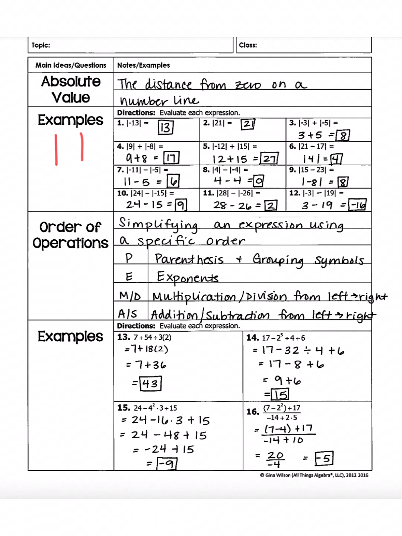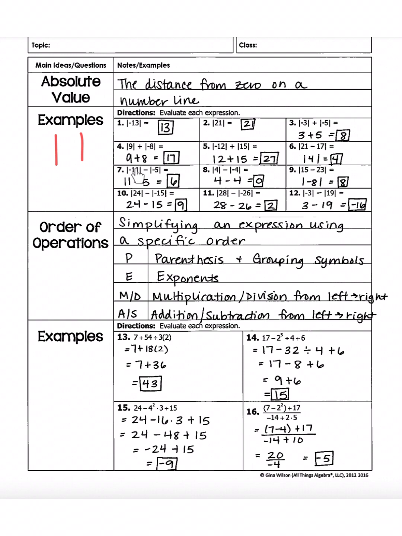Same thing with number 5. Absolute value is 12, 15. 12 plus 15 is 27. Number 6. Now number 6 is a little different. First we're going to subtract. What is 21 minus 17? Then we get 4. Then we take the absolute value of 4, which still equals 4.